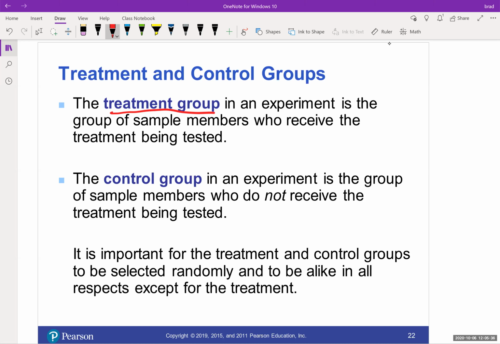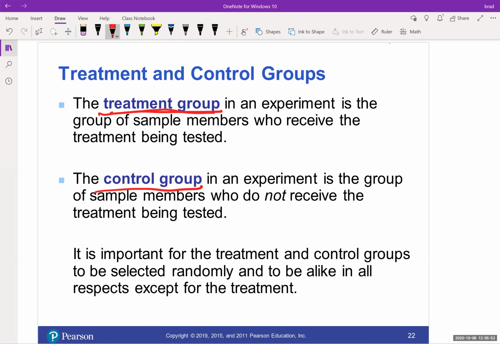It doesn't always have to be medication. It could be the treatment for a class, could be people that attended a review session versus people that did not. So the control group in that case would be the people that did not attend the review session, and the people that did attend the review session would be the treatment group.